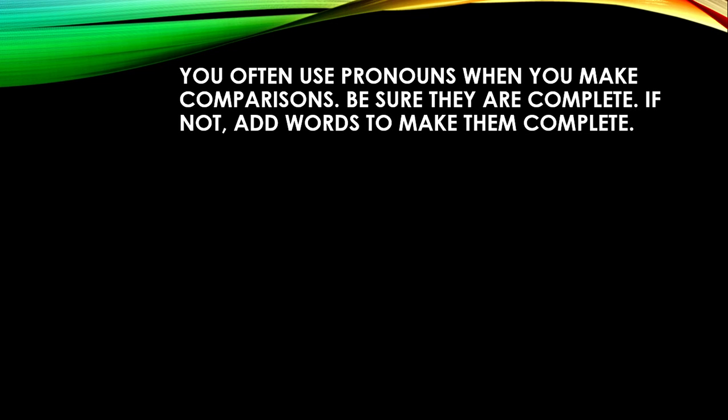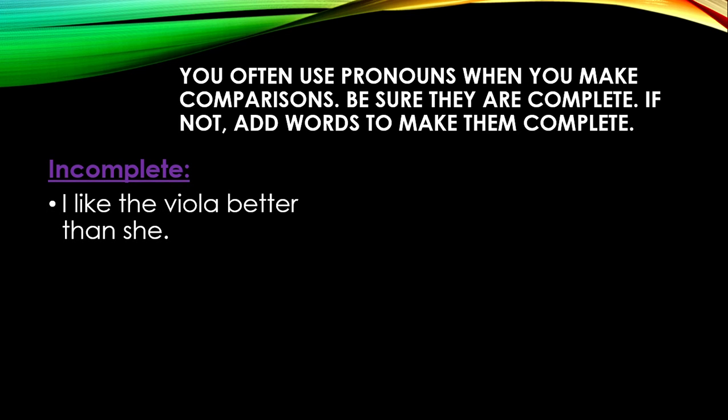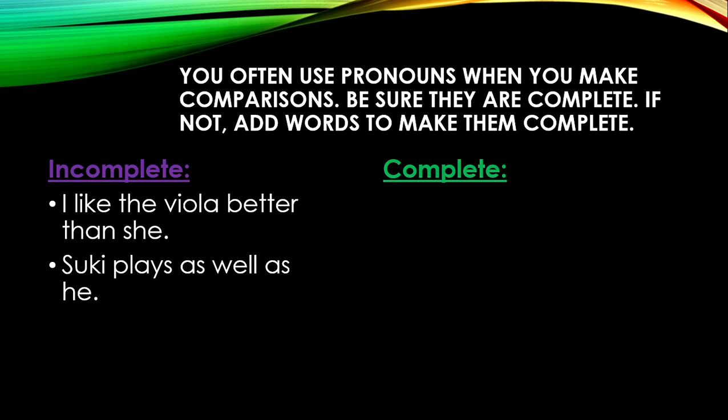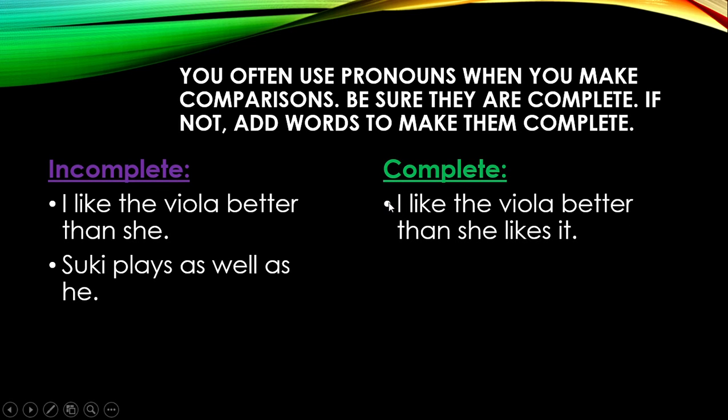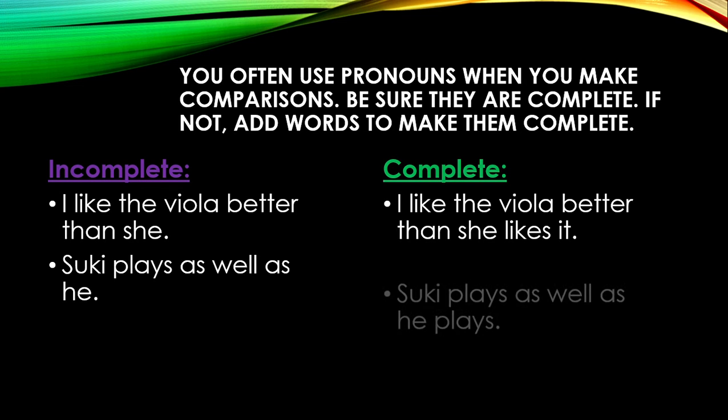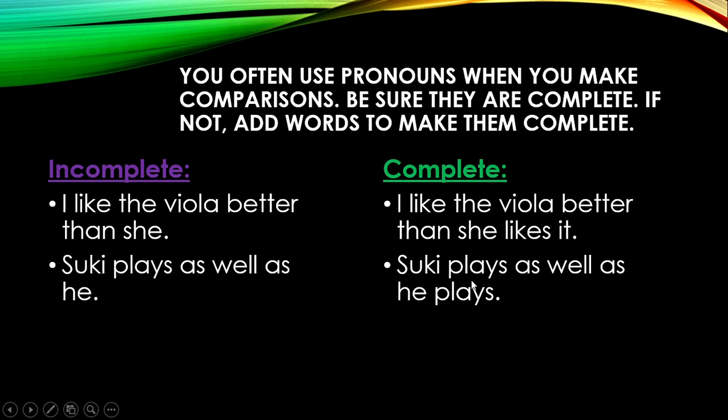So you often use pronouns when you make comparisons. Be sure they are complete, if not, add words to make them complete. So, incomplete: I like the viola better than she. You're not going to say that. Another incomplete: Suki plays as well as he. All right, now let's look at complete. If they're incomplete, add words. So I like the viola better than she likes it. That makes much better sense. Rather than Suki plays as well as he, Suki plays as well as he plays. So in other words, you add words on so that it makes more sense.